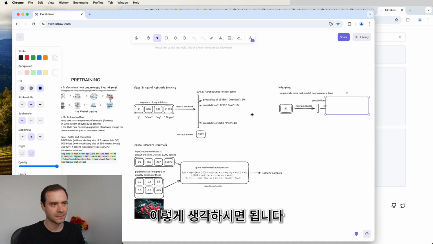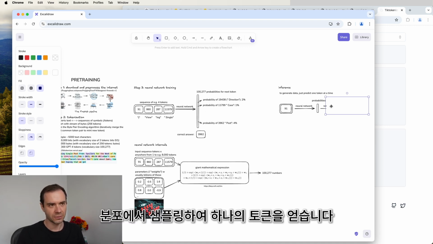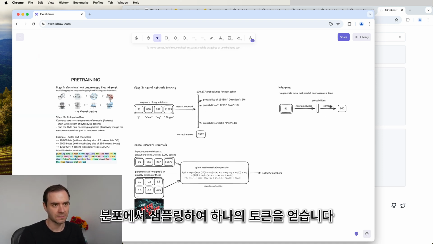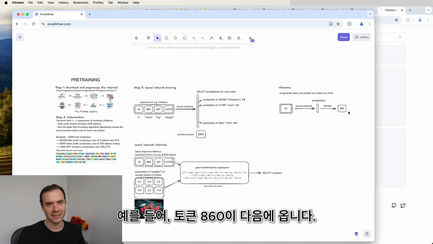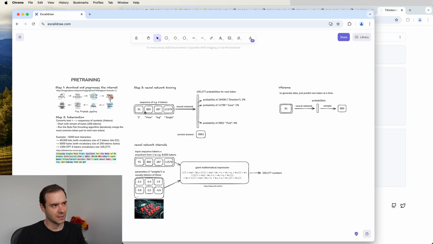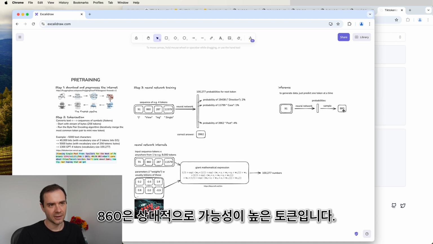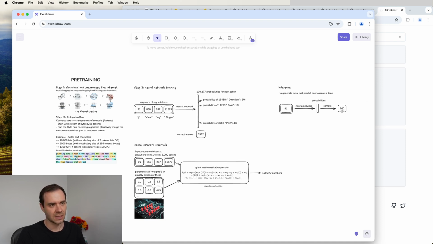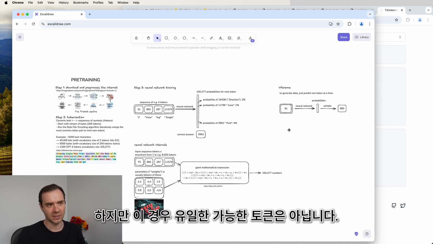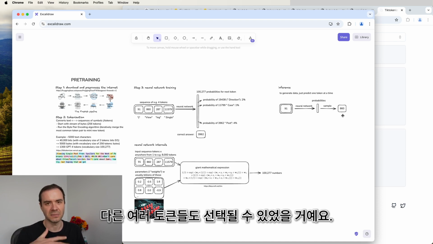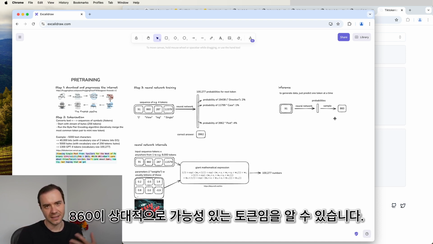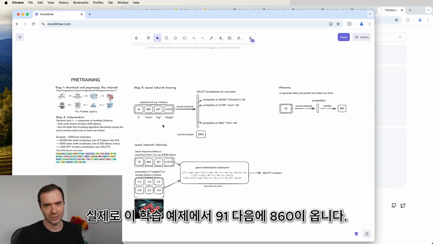You can think of it that way. So we sample from the distribution to get a single unique token. So for example, token 860 comes next. So 860 in this case, when we're generating from the model, could come next. Now 860 is a relatively likely token. It might not be the only possible token in this case. There could be many other tokens that could have been sampled, but we could see that 860 is a relatively likely token as an example. And indeed, in our training example here, 860 does follow 91.